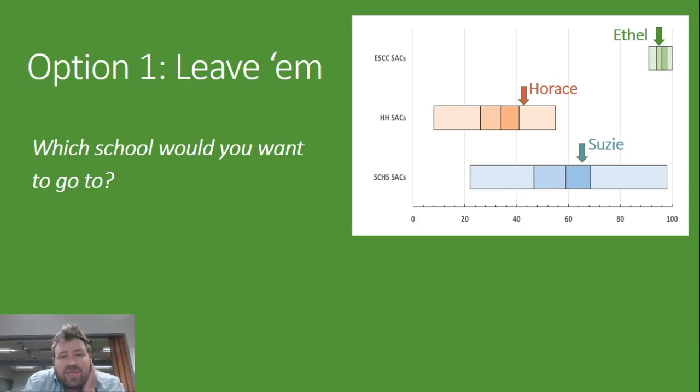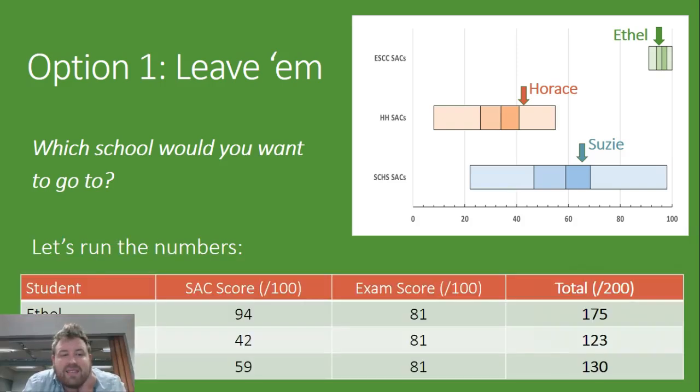One is you could just leave them. You could just give people the grade that they got. Well, which school would you want to go to in that scenario? I think it's pretty clear that if you just left the scores as is, you would clearly want to go to Easy Street. Because Ethel, who remember is no smarter than Horace and Susie, is getting great marks at Easy Street just because the SACs are really easy. So we really can't just leave the scores as is. Right? We can't just assume that because it's not true. It's clear that the SACs at Easy Street are easier.